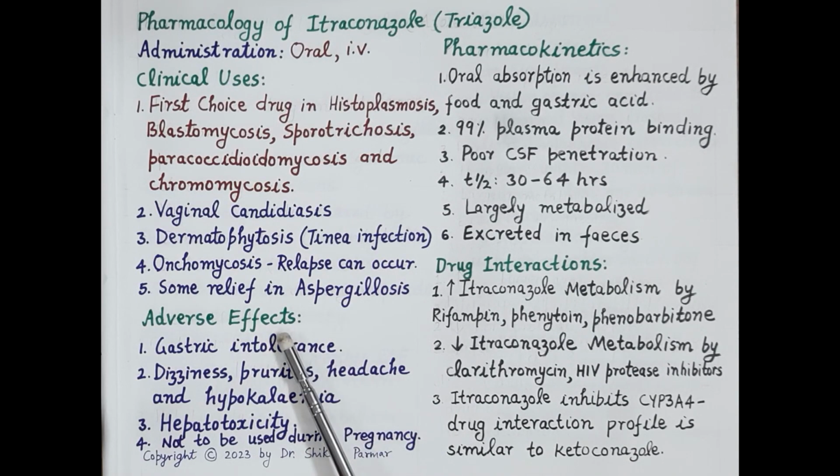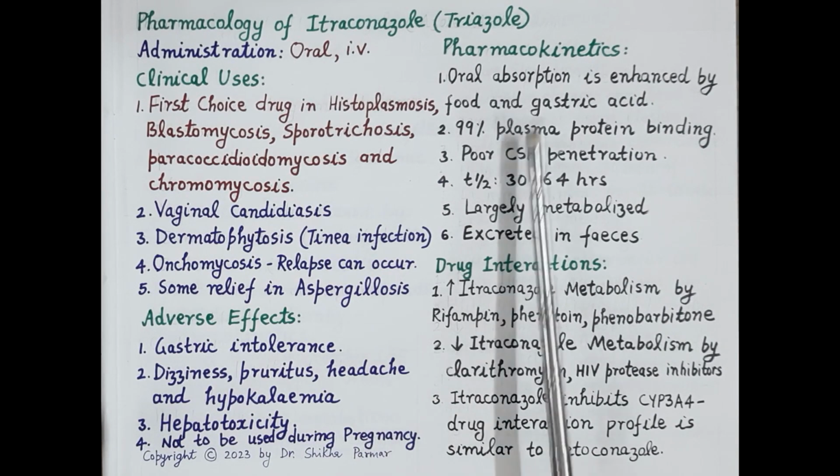Now let's discuss the adverse effects of itraconazole. Itraconazole can cause gastric intolerance. It can produce dizziness, pruritus, headache and hypokalemia. It is also hepatotoxic, and it should not be used during pregnancy.